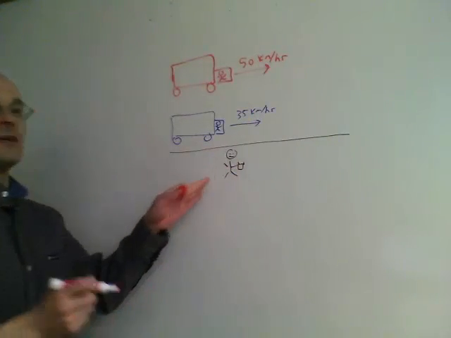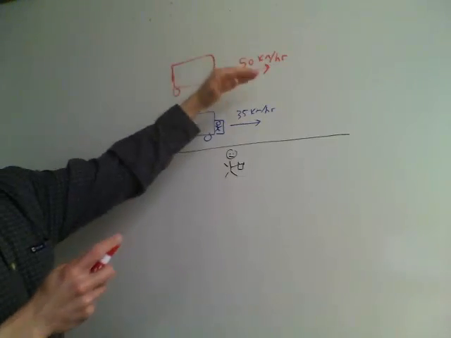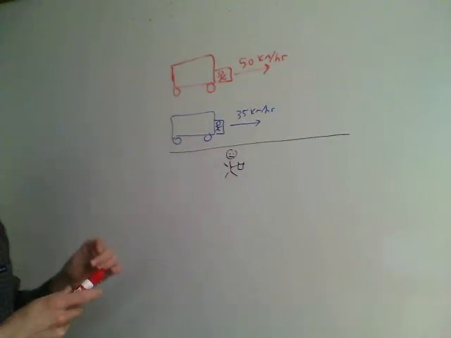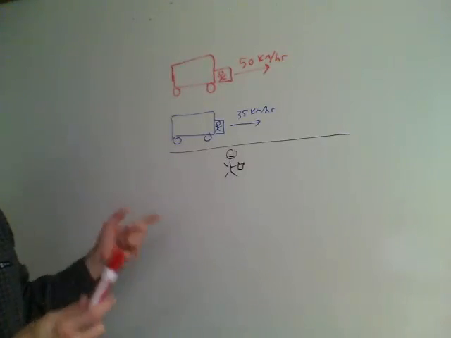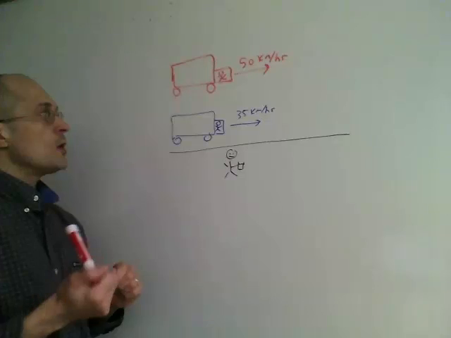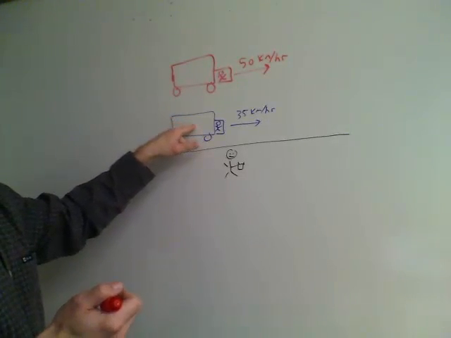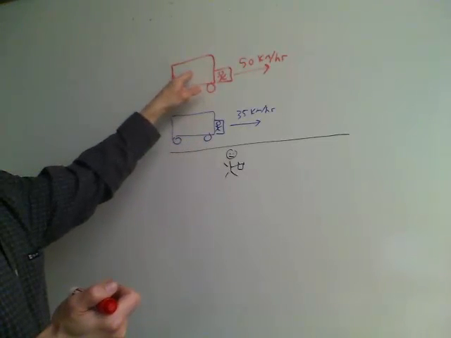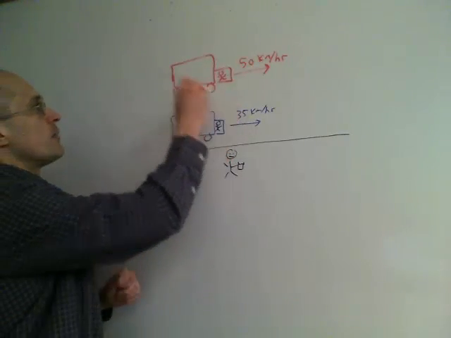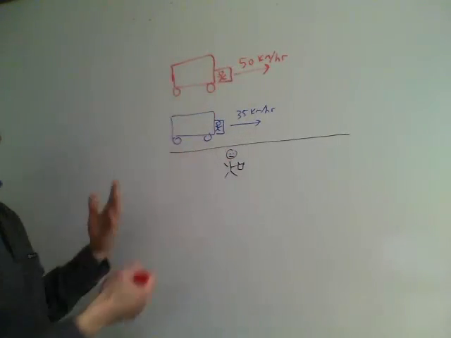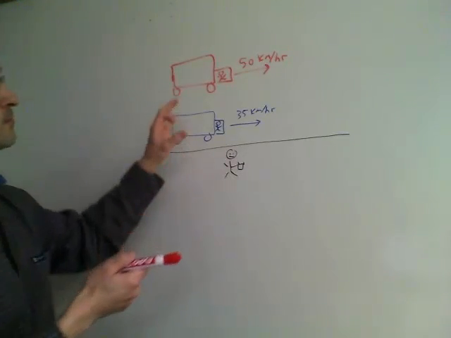So to you, drinking lemonade on the side of the road, you see the blue car go by at 35 and the red car go by at 50, relative to you, the stationary observer on the side of the road. However, what do the other people see? Because motion is relative, the blue guy sees the red guy go by him at 15 kilometers an hour, because the red guy, relative to the blue, is only moving 15 kilometers an hour faster.